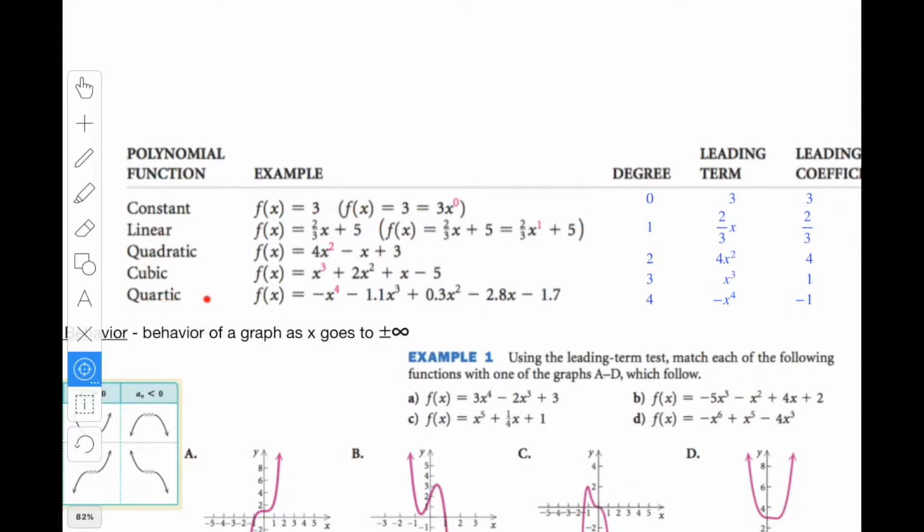It might be easier to see on the quartic. If you rearrange them in terms of descending exponents, then the leading term is going to be this first one. It's negative x to the 4th, and its leading coefficient is the invisible negative 1 in front. Here the leading term is x cubed, and the leading coefficient is 1. Here the leading term is 4x squared, and the leading coefficient is 4. 2/3 x, 2/3.